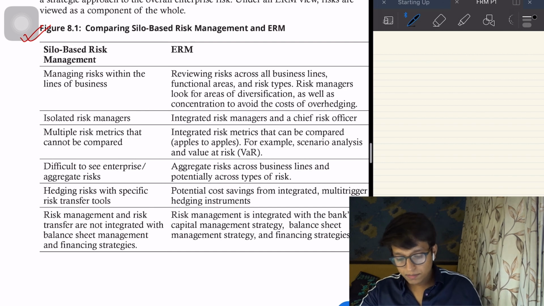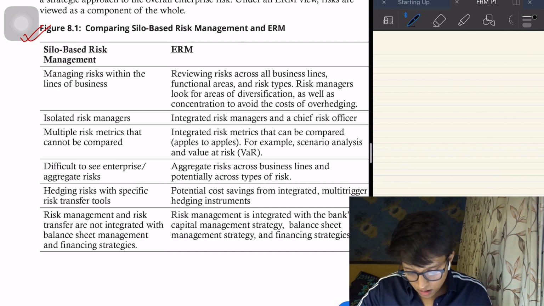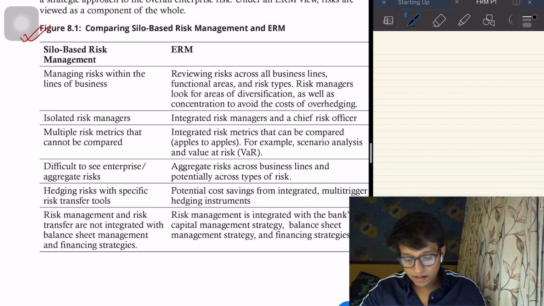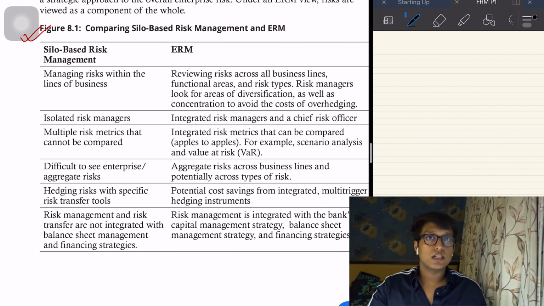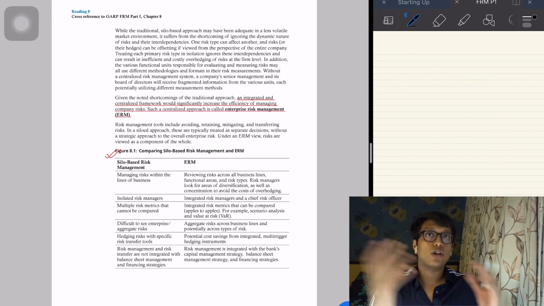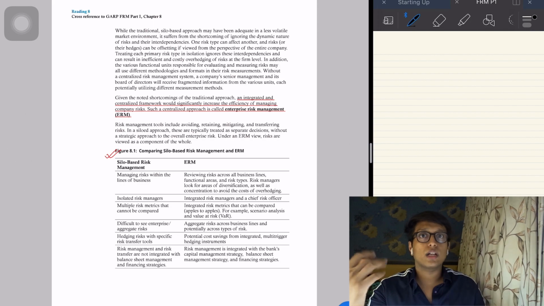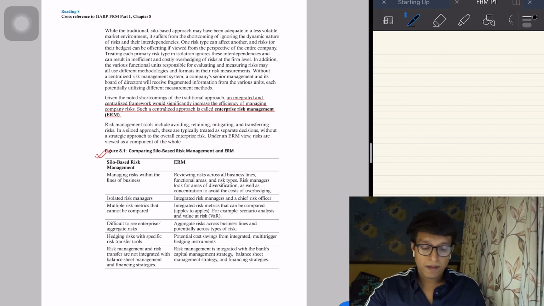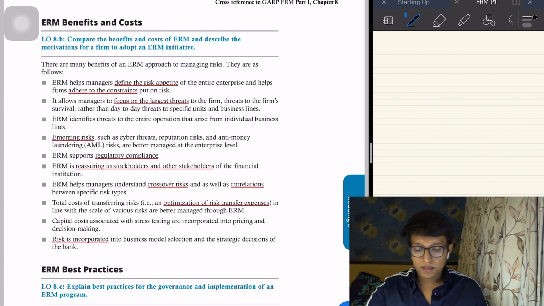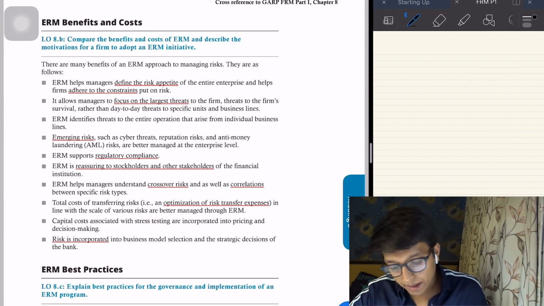Then we move to risk management and risk transfer not being integrated in the balance sheet and financial strategies. Obviously, since it is not top down, it's not organization wide. Risk management is not there in the balance sheets and financial statements. So, ERM benefits and costs.